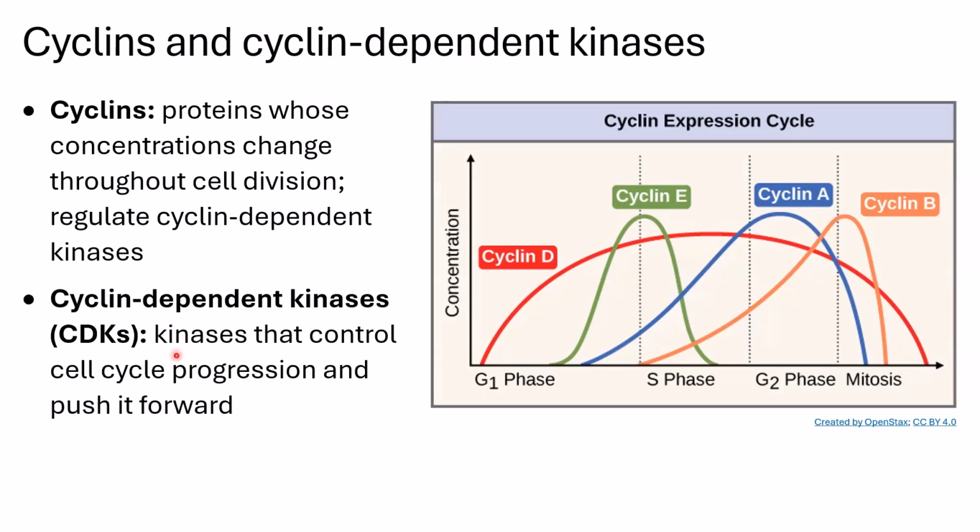These are kinases that are activated by cyclins, which is why they're cyclin-dependent. The cyclins help let the kinases know when to be active, and the kinases are the ones that actually push the cell cycle forward. They do this by phosphorylating different proteins, and the addition of the phosphate group acts like an on or off switch that activates or inhibits various proteins for the cell cycle.